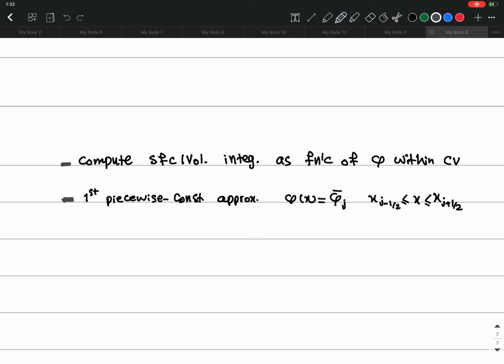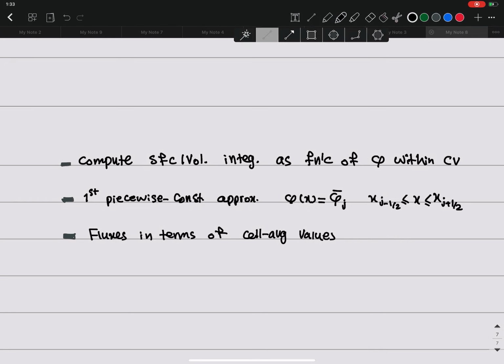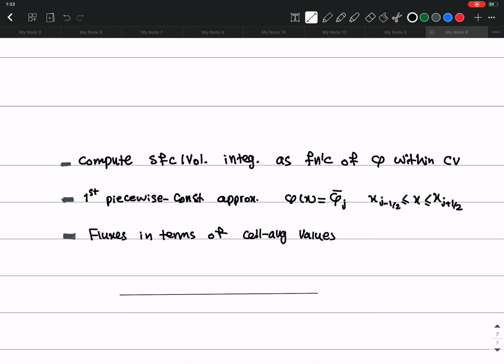Then let's express the fluxes in terms of cell average values. So let's evaluate the fluxes. Let me show these cells here.